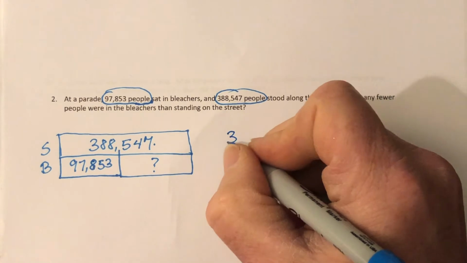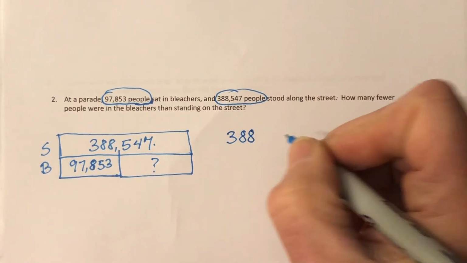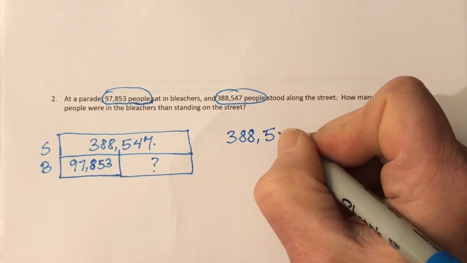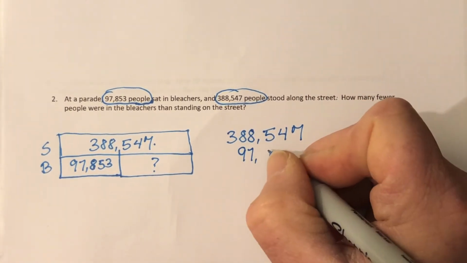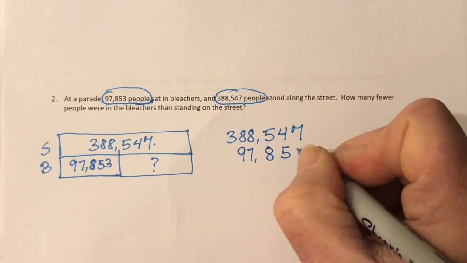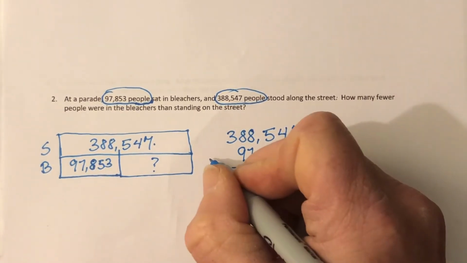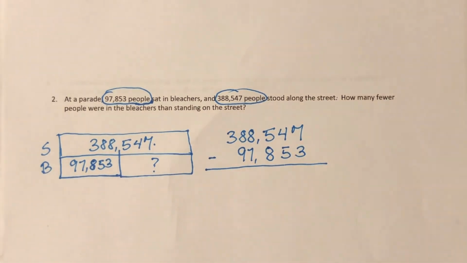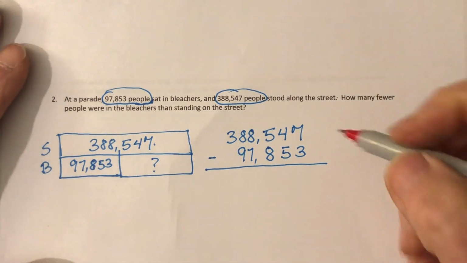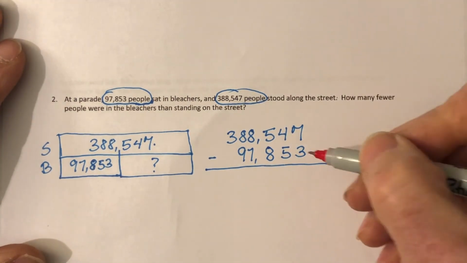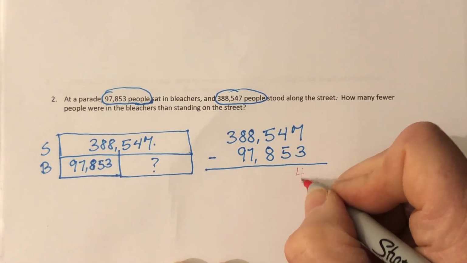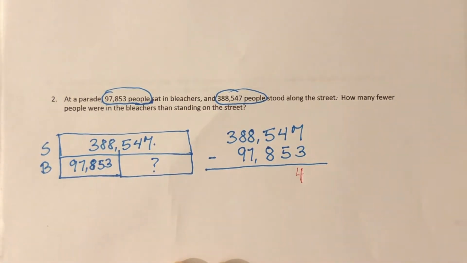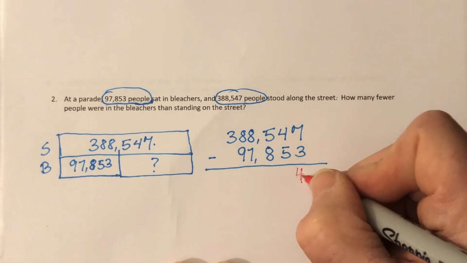So 388,547 and 97,853. Keep forgetting to separate my numbers. I have to remember to do that. All right, so I'm going to subtract that and figure it out. So 7 minus 3. I can do that. I don't have to borrow. I can take 3 from 7. That's 4. Okay. Seems like every pen I pick up has got a problem with writing.